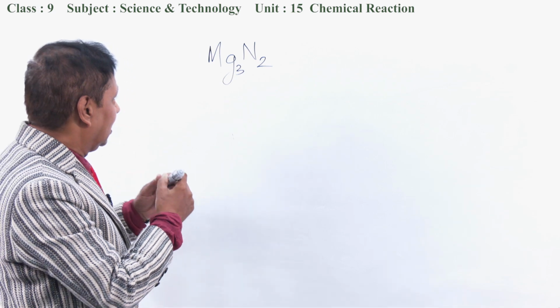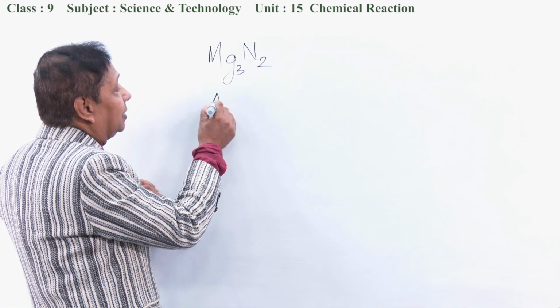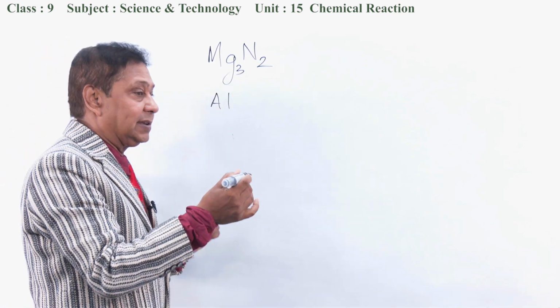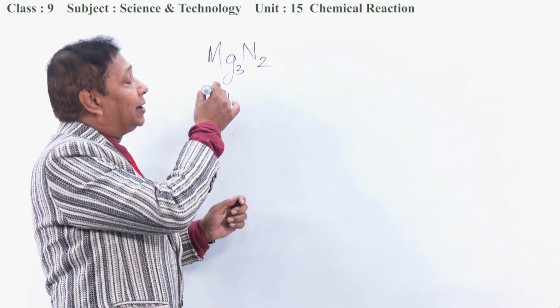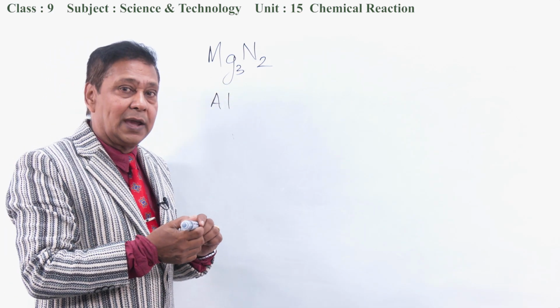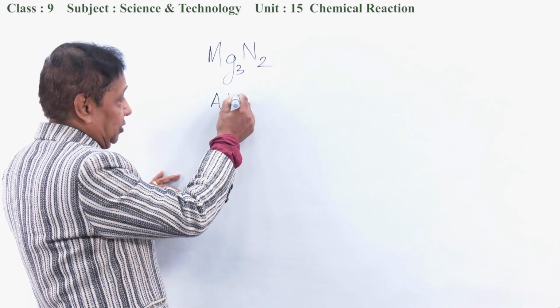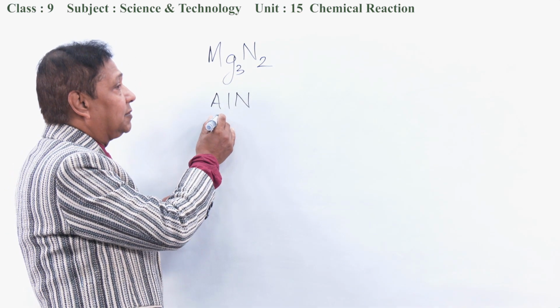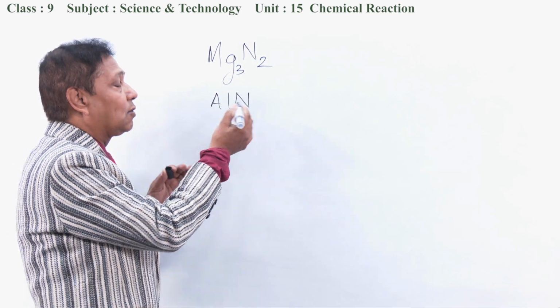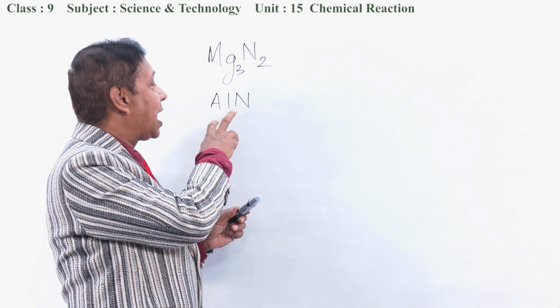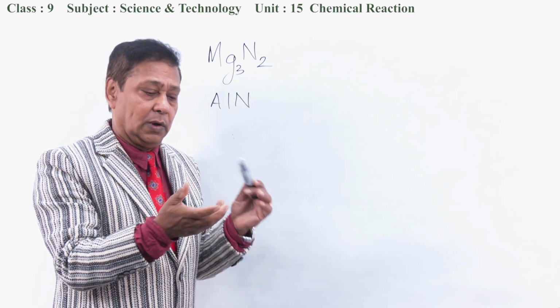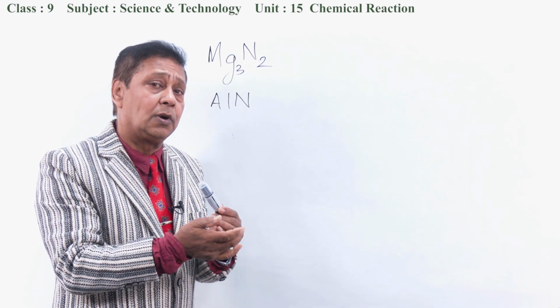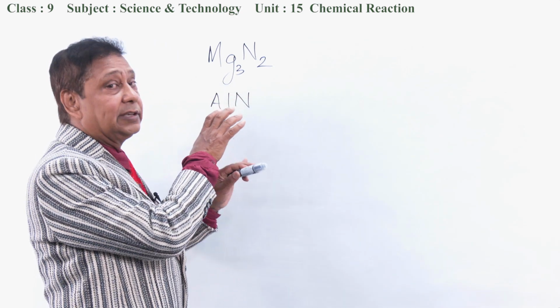In the same way, look at this another, aluminium nitrite. If someone says, write down the molecular formula of aluminium nitrite, then Al for aluminium and N for nitrite. Valency of aluminium is 3, nitrogen is 3, equal valency, no exchange. If they have equal valency, no exchange. Whether it is 3,3 or 2,2 or 1,1, equal valency, no exchange.